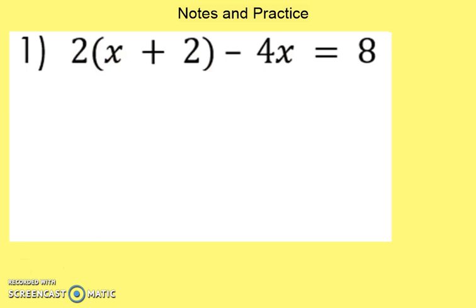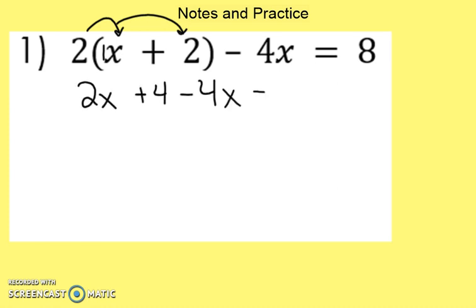Now, if we look at our first example, again, we want to start at the beginning. So the first thing we're going to do is distribute. So I'm going to distribute this 2 to both my x and the positive 2. Well, 2 times 1 gives me 2x plus 4. I'm going to bring down the minus 4x and the equals 8. Now that I've distributed, I want to combine my like terms.